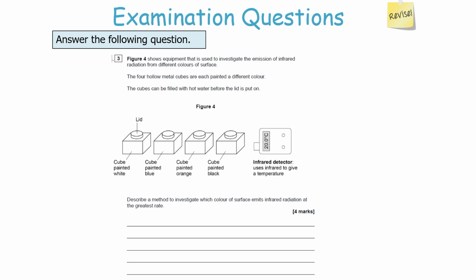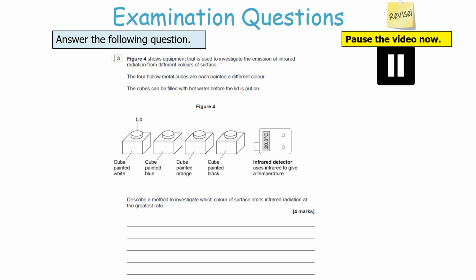The next question says, figure 4 shows the equipment that's used to investigate the emission of infrared radiation from different colours of surface. The 4 hollow metal cubes are each painted a different colour. The cubes can be filled with hot water before the lid is put on. Describe a method to investigate which colour of the surface emits infrared radiation at the greatest rate. So pause the video now, then unpause the video when you want to go through your answer.